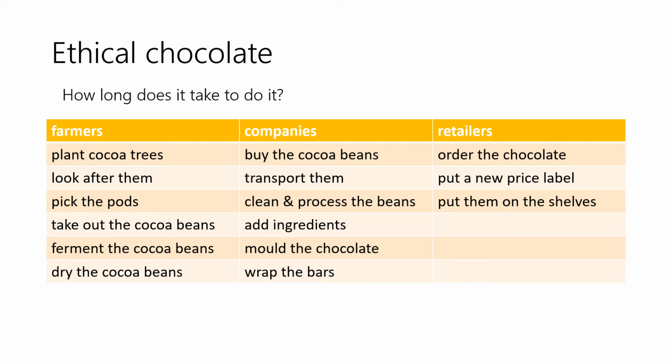How long does it take them to do the work? What do you think? Guess. You probably guessed that it takes the farmers the longest to do their work, half a year. It takes companies 24 days to get the final product, and only 2 days for the retailers to do their part.